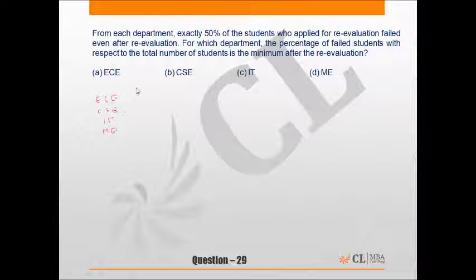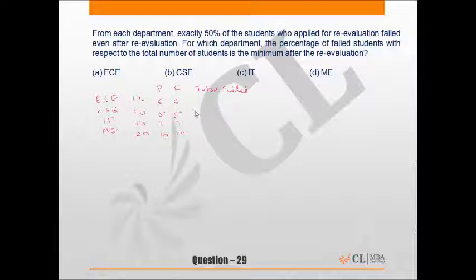So for ECE, people who applied for reval is 12, CSE it is 10, IT it is 14, ME it is 20. People who passed, people who failed. Exactly 50% failed, that means exactly 50% passed. So equal, that is 6 and 6, 5 and 5, 7 and 7, 10 and 10. Now I need to find out the percentage of failed students with respect to the total number of students. Fine. Let me see total failed.